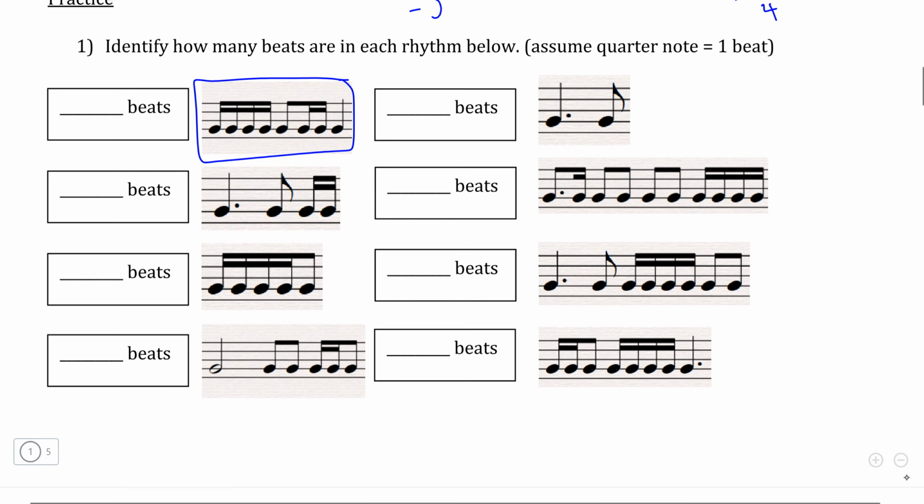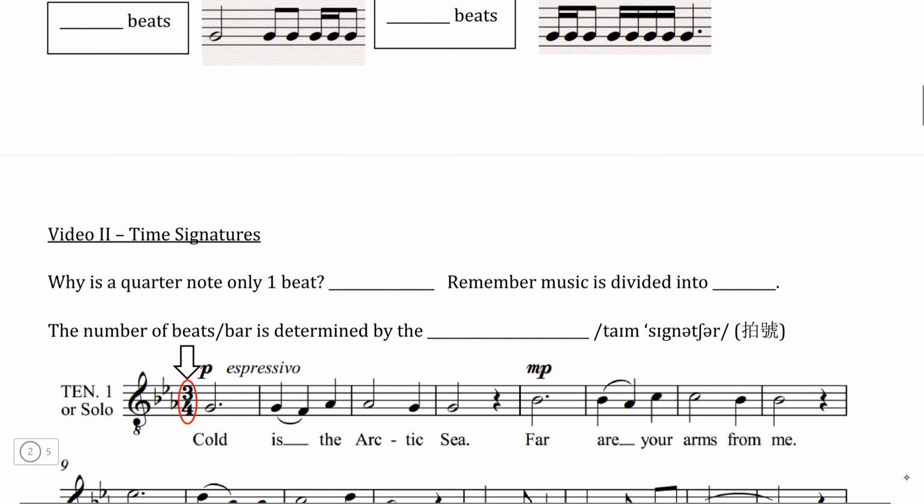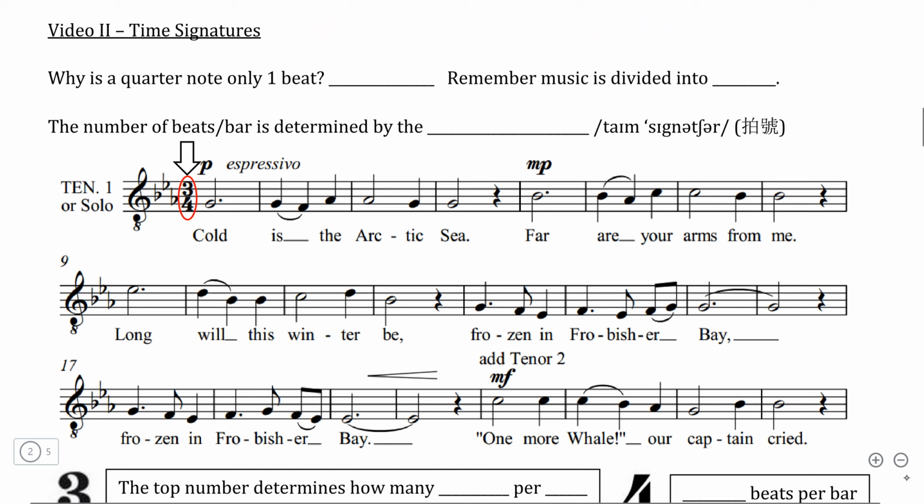And if you are able to successfully do this, you are ready for the next video, which focuses on how the individual notes and rhythms and beats are all grouped together in order to make a functional staff.